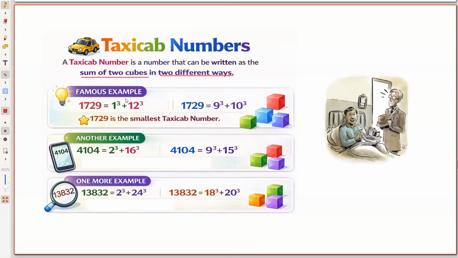1729 can be written as 1 cube plus 12 cube or 9 cube plus 10 cube. The next example is 4104, which we can write as 2 cube plus 16 cube or 9 cube plus 15 cube. One more example, 13,832: 2 cube plus 24 cube or 18 cube plus 20 cube. So this is the famous one, 1729.